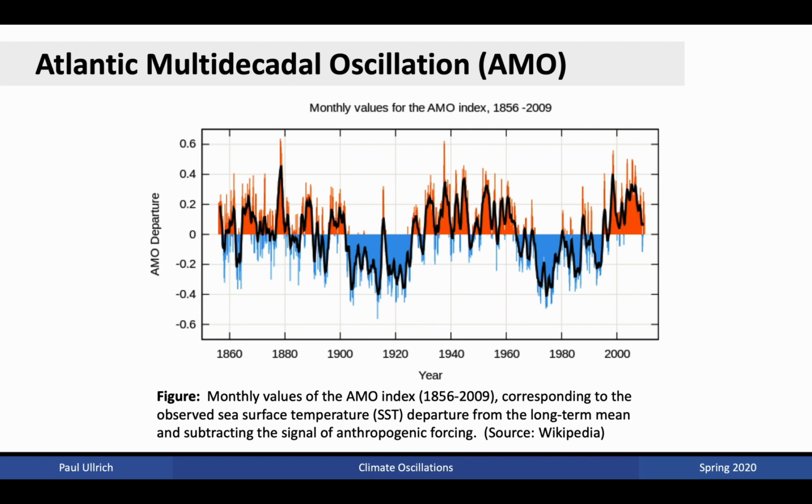Here are monthly values of the Atlantic Multidecadal Oscillation Index, showing positive phase and negative phase. The departures here correspond to sea surface temperature departures, so positive values are warmer conditions in the North Atlantic, and bluer values are cooler conditions in the North Atlantic. This is obtained by taking the observed sea surface temperature record and subtracting off the long-term mean as well as the signal that comes from anthropogenic forcing, which would naturally give an upward trend associated with this profile. As we can see, we have extended periods of positive values of the AMO as well as extended periods of negative values.